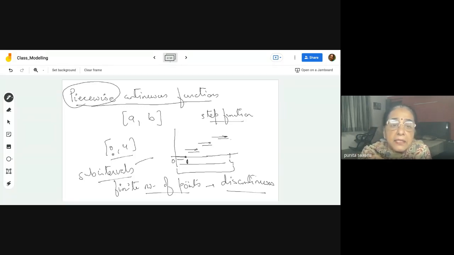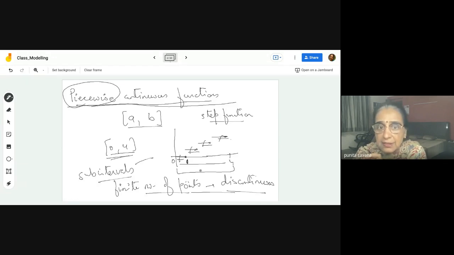And I can split my interval. That means I pick up those finite points of discontinuity, right? And I split my interval so that my function becomes continuous at each of these sub-intervals. If this happens, then the function is said to be piecewise continuous function. Is this clear? I have not even given you the formal definition so far. I've just explained the concept to you. Is it okay or not?